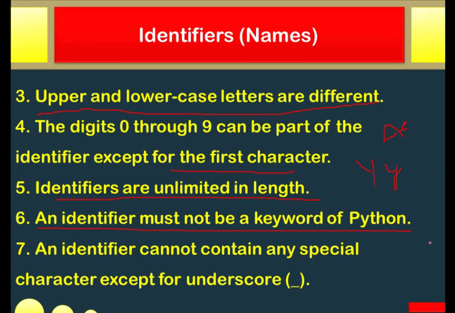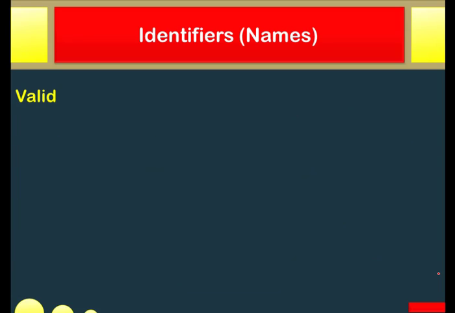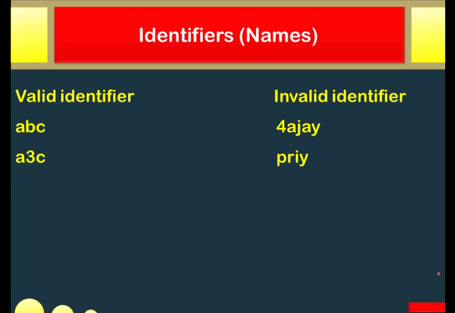An identifier cannot contain any special character except for underscore. So underscore can be there, but not other special characters like question mark or exclamation mark or at the rate. So these cannot be part of the identifier. Now here we are going to see some examples of valid identifiers and invalid identifiers.